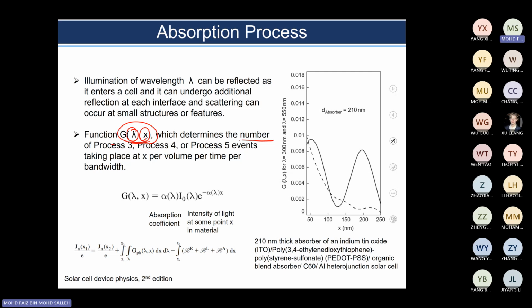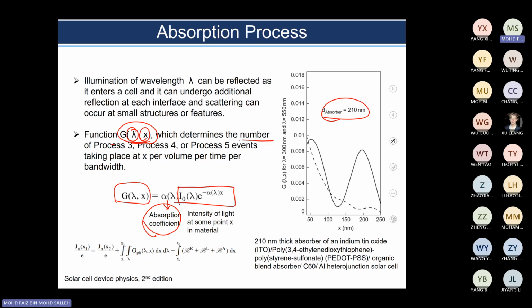And how can we relate this with the absorption coefficient? This G function defines how much of the intensity we receive, with some coefficient that we call the absorption coefficient, a material property. And this G function depends on the thickness, because the light intensity can be reflected, can be bounced inside it.